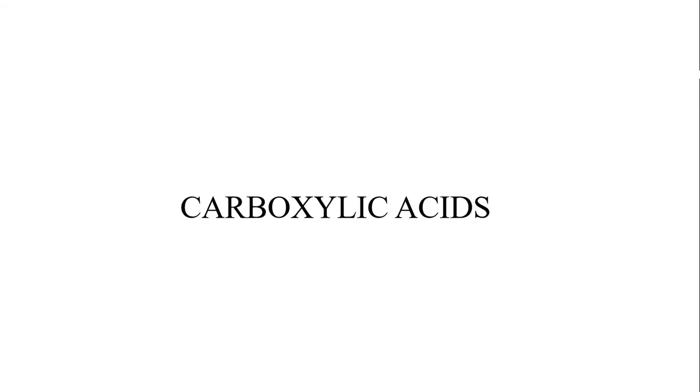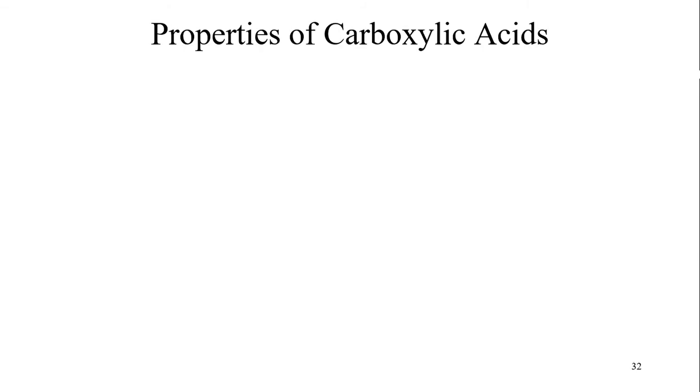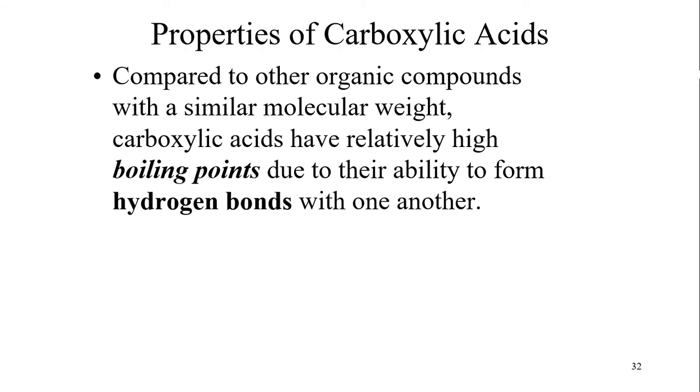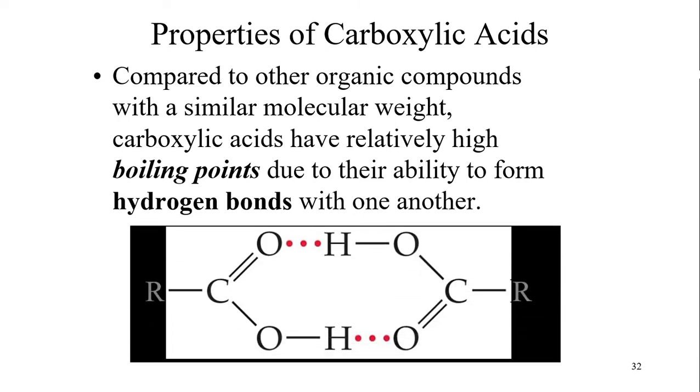Let's take a look now at the carboxylic acids. This is the other family that we talked about. Of course, carboxylic acids are the ones that have that carboxyl group. Carboxylic acids have relatively high boiling points, and that's due to their ability to form hydrogen bonds with one another. Here are two different molecules of a carboxylic acid, and you can see the formation of hydrogen bonding between the carboxyl groups of each one of the compounds.